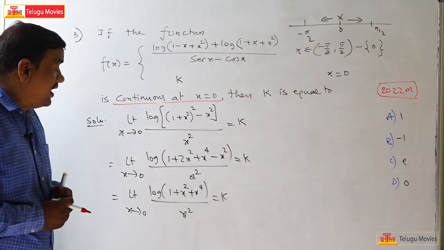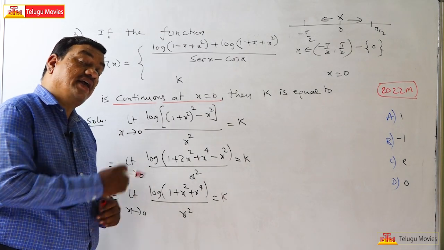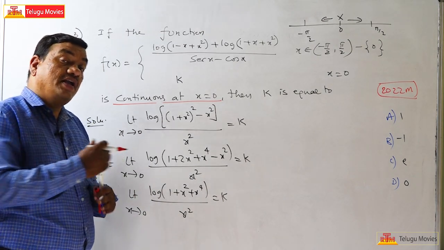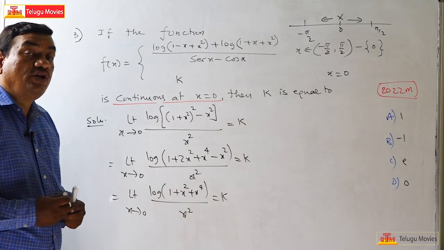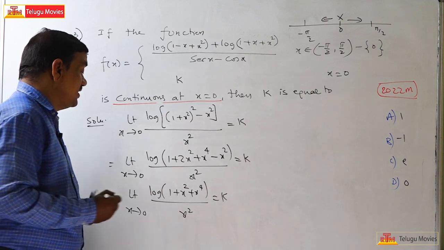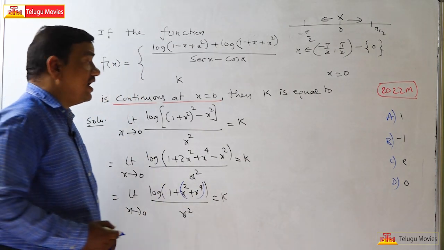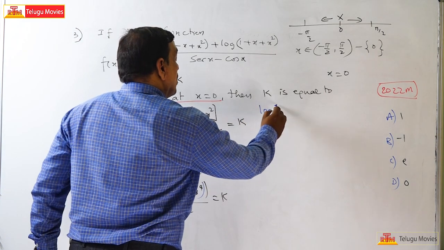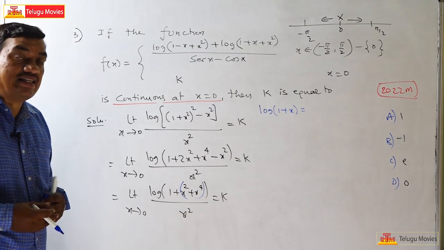But if you do L'Hospital rule, one problem is here x square: you will get 2x, and again you will get 0 by 0 form, so you have to do it 2 times. So instead of doing that, here you have to use your subject knowledge. Let it be x, 1 plus x. What is the expansion of log of 1 plus x? The expansion is there, log of 1 plus x.